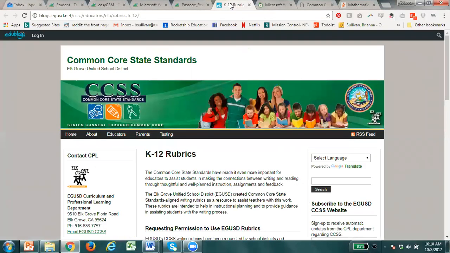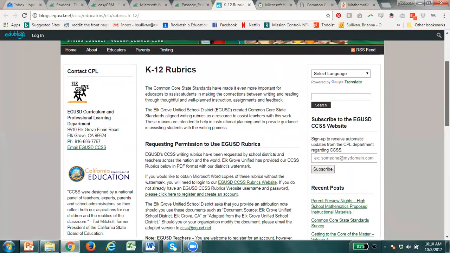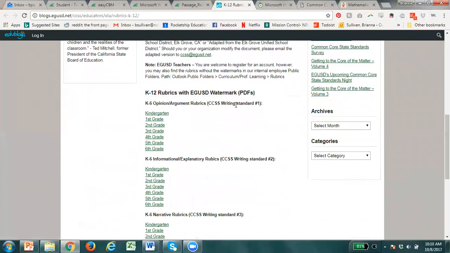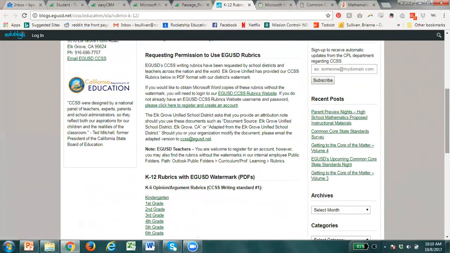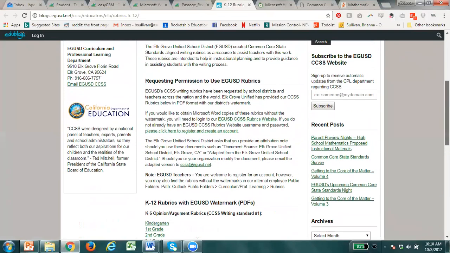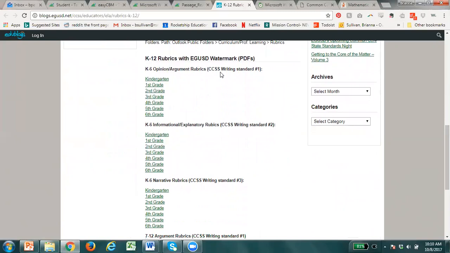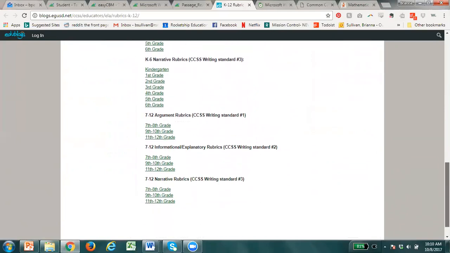So looking at what that looks like, Elk Grove, a local district here in California, has developed these rubrics for every grade level. The ones that they have here have watermarks on them. No big deal, they're still totally accessible. But if you do want to request their original rubrics without the watermark, you can do so. It breaks it down by grade level and then by the Common Core standards. So we have opinion and argument rubrics, narrative rubrics, you can see going all the way up to informational explanatory.